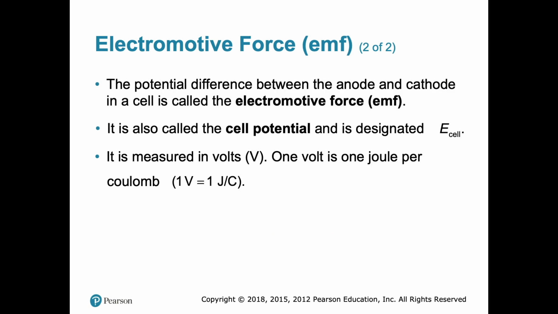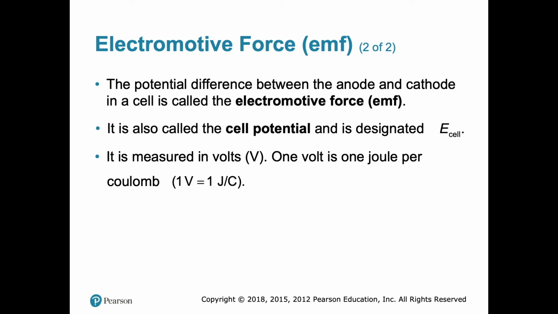So anyway, all that is to say this: the potential difference between the anode and the cathode is called the electromotive force. It's also called the cell potential, and it's designated with E cell, and it's measured in volts. 1 volt is 1 joule per coulomb.